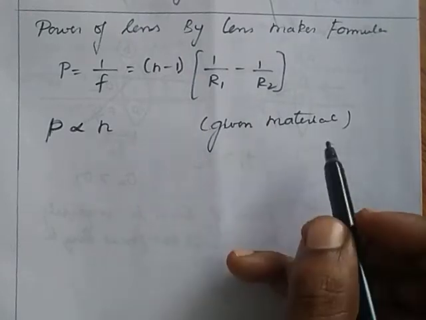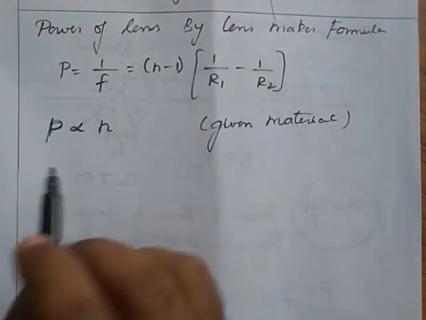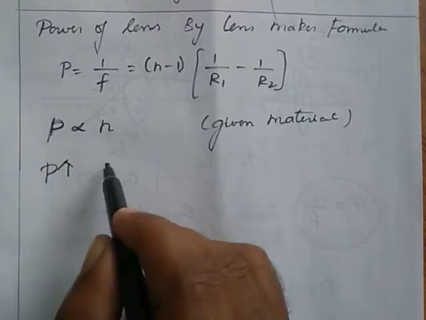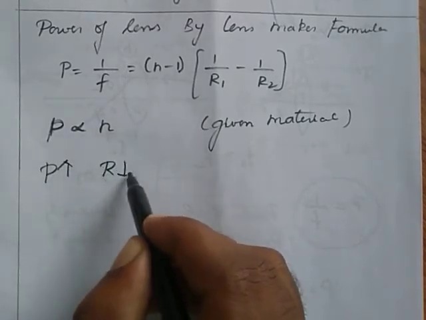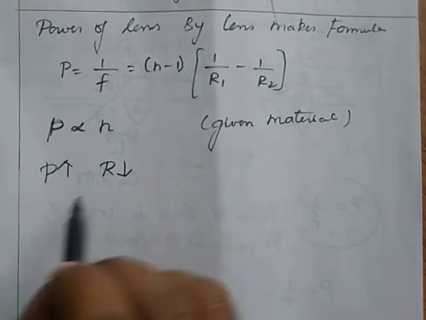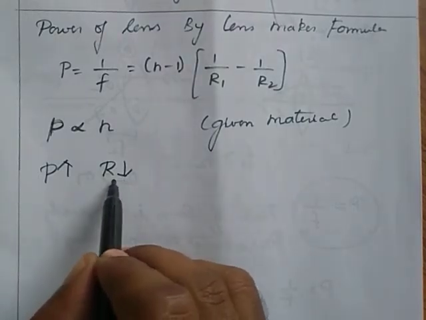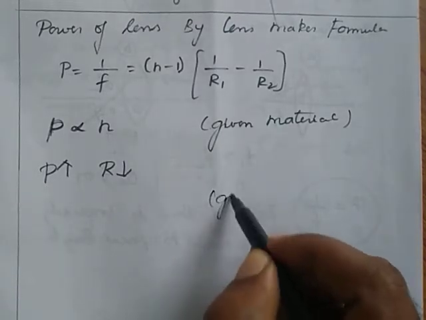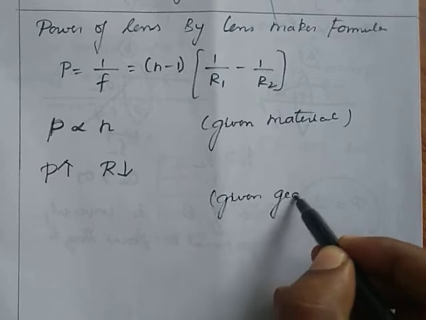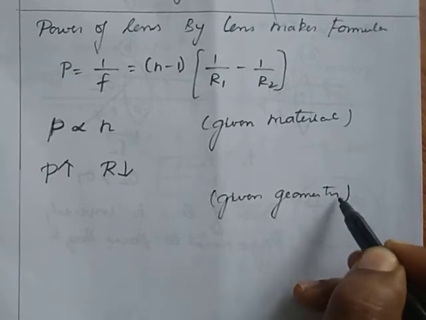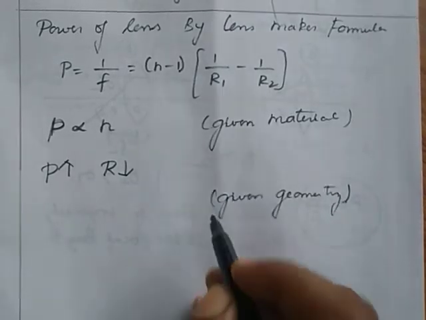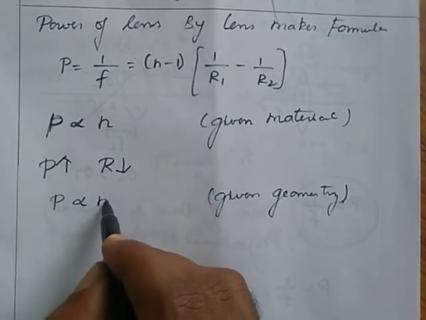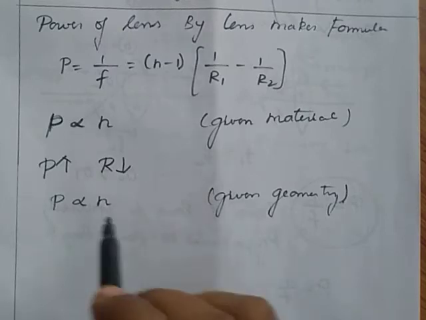See, for a given material, the power of lens increases with decrease in radius of curvature. That means the smaller the radius of curvature, the larger will be the power of lens. For a given geometry, where there is no change in dimension, power of lens depends on the refractive index of the material.